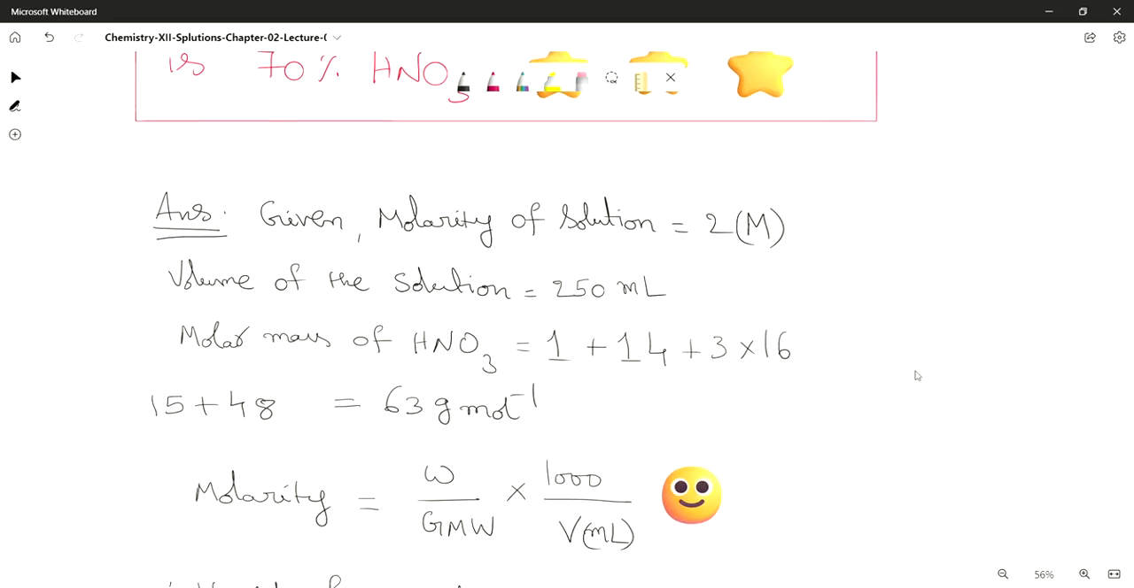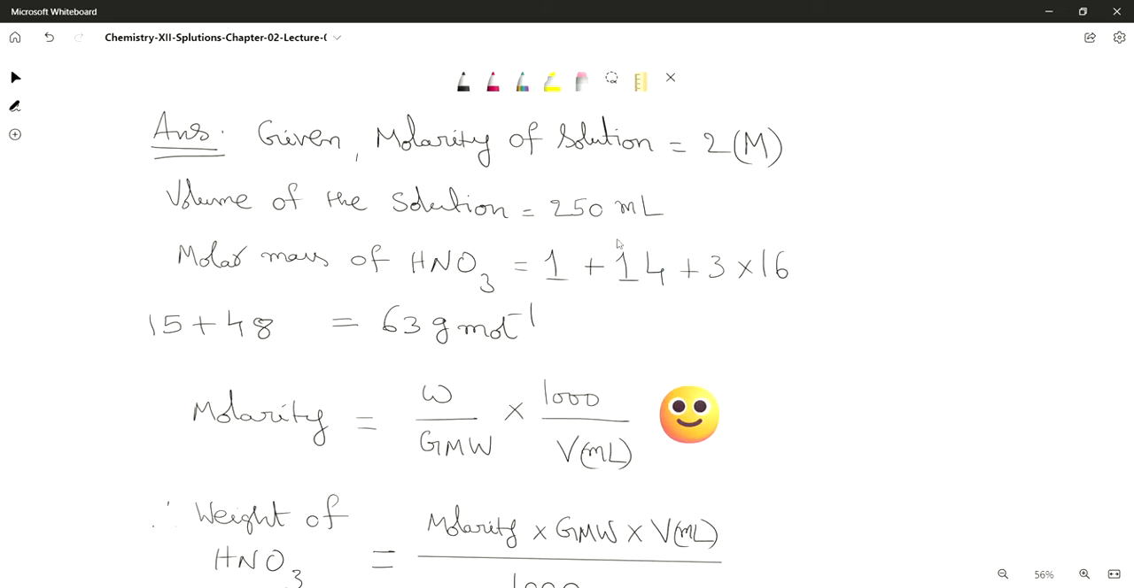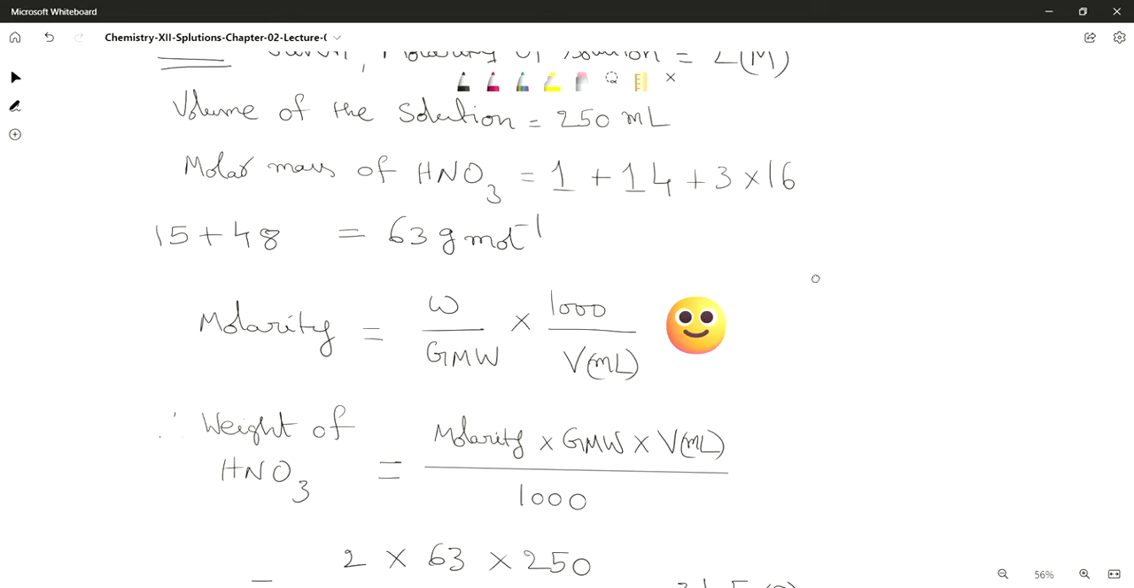So given the molarity of the solution is 2 molar, the volume of the solution is 250 ml, the molar mass of HNO3 is 1 plus 14 plus 3 into 16. 1 is for hydrogen, nitrogen is 14, and 3 times 16 is 48, that's for oxygen, which works out to be 63 gram mole inverse.